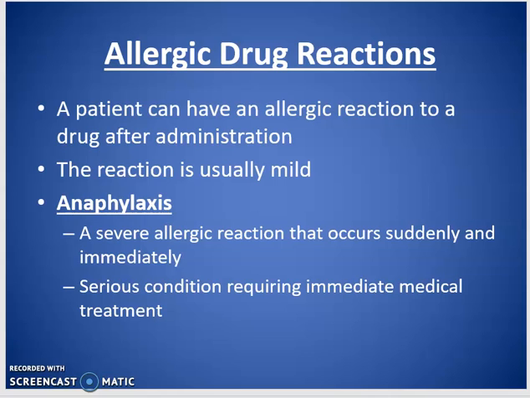These are considered mild reactions. There might be a little bit of asthma-type reaction for a few moments, but it shouldn't last too long. Anaphylaxis is the other side of that coin. This is a severe allergic reaction that occurs suddenly and immediately. So it's a serious condition requiring immediate medical treatment, and it can be deadly. So I don't want to fool you on that one.